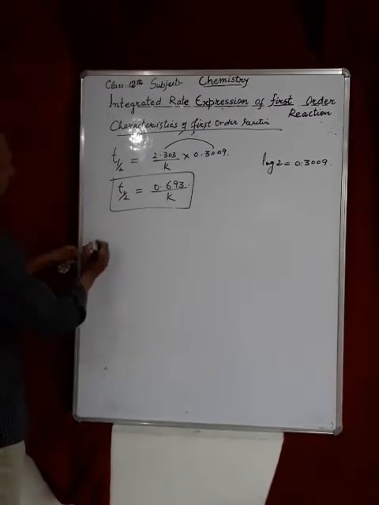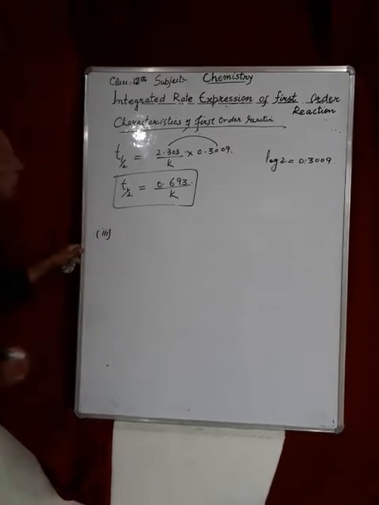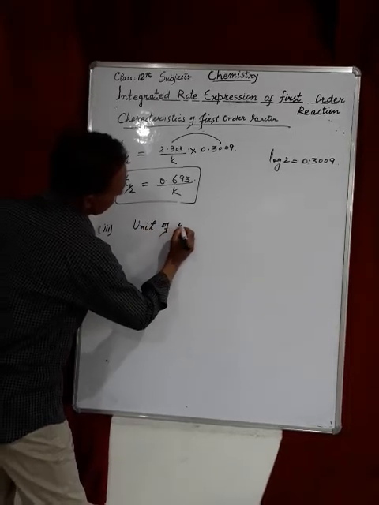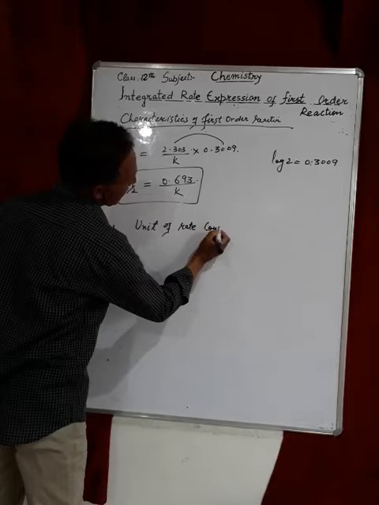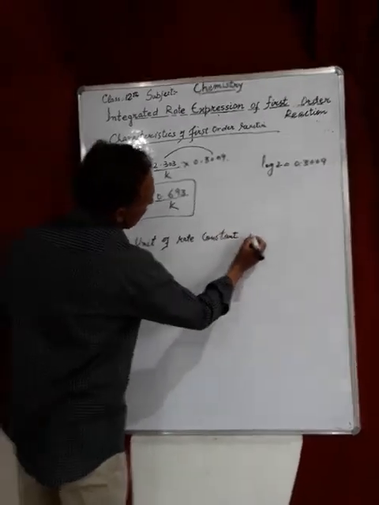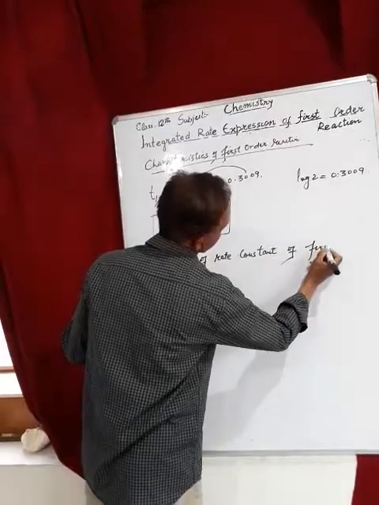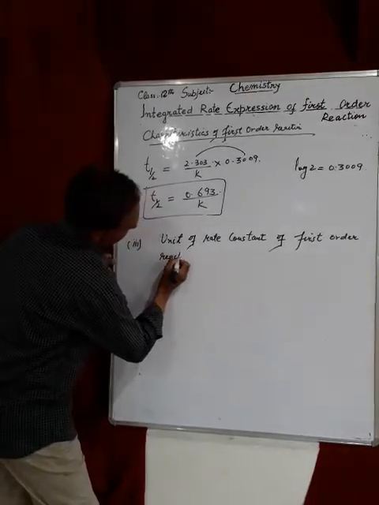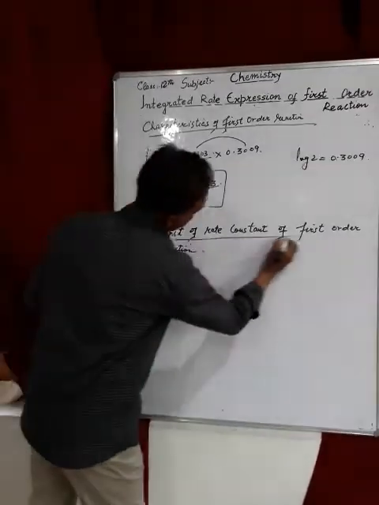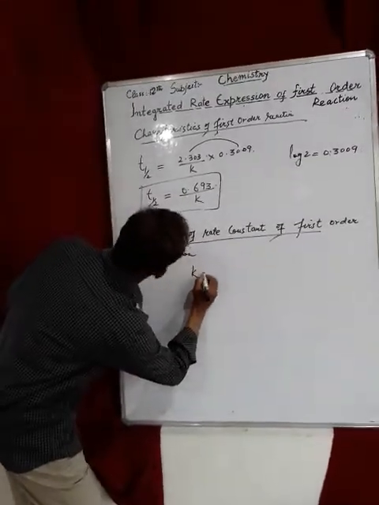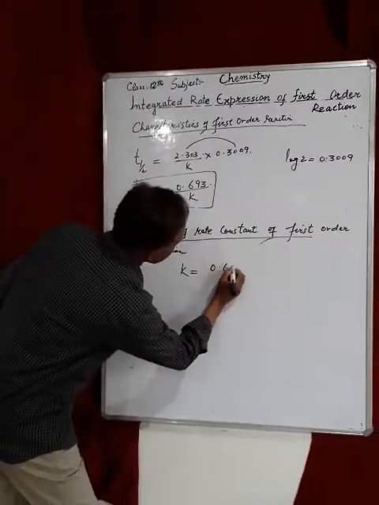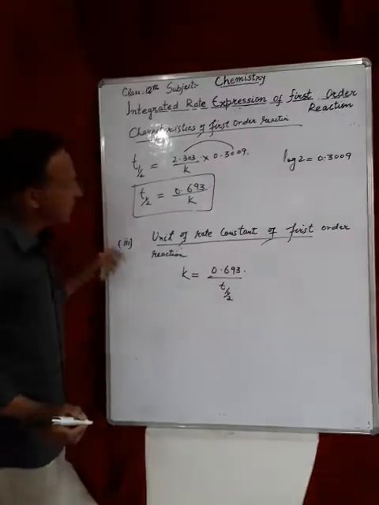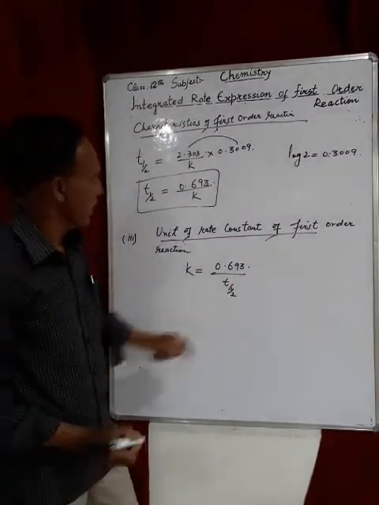So this was the second characteristic. Now the third characteristic is the unit of the rate constant of a first order reaction. From the above equation, we can write k is equal to 0.693 divided by t half.